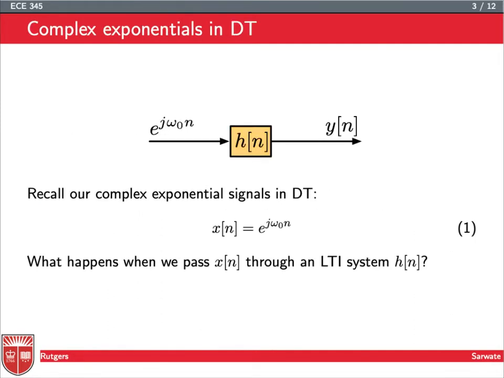So why don't we take a look at our complex exponential signals in discrete time? We just have e to the j omega naught n. We want to know what happens when I put e to the j omega naught n into h of n. That is, what is y of n going to be equal to? And so that's the central question we're going to address now.